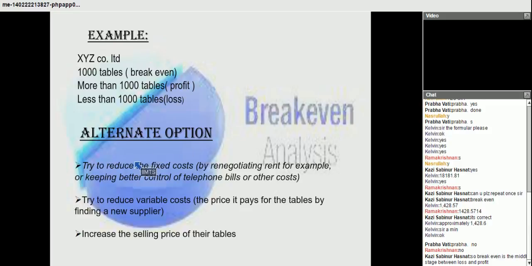Alternative option, try to reduce the fixed cost by renegotiating rent, for example, or keeping better control of telephone bills or other costs. Try to reduce variable costs, that is the price it pays for the tables, by finding a new supplier. Increase the selling price of their tables.